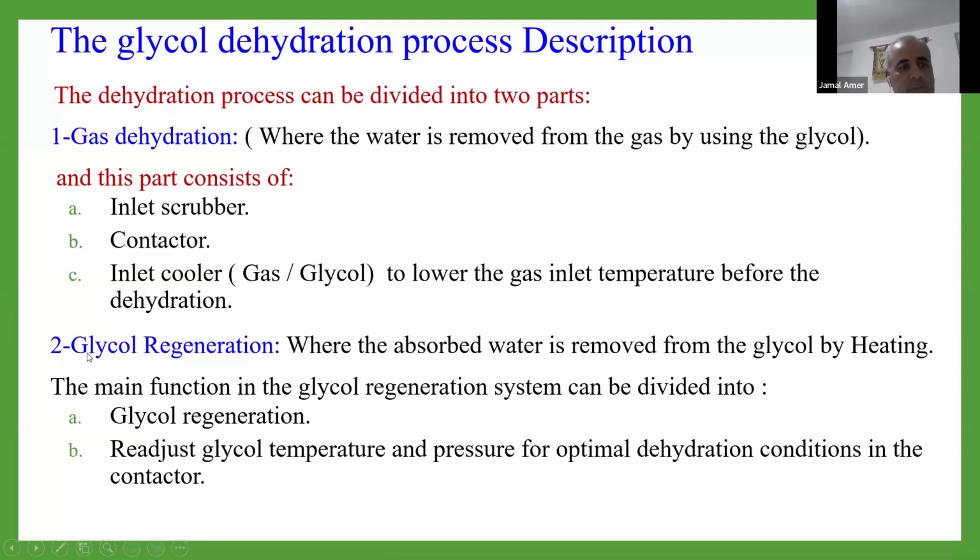Also, we have the glycol regeneration system. In the glycol regeneration system, we have heat exchangers and reboilers. The reboiler is the main facility to regenerate the glycol again by heating it to a temperature below the decomposition temperature of the glycol, so we can confirm that all the water is released and evaporated from the glycol.